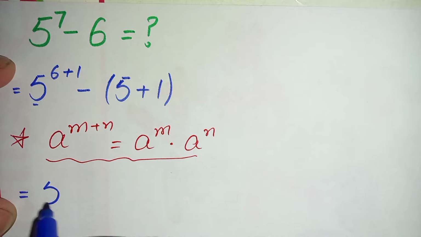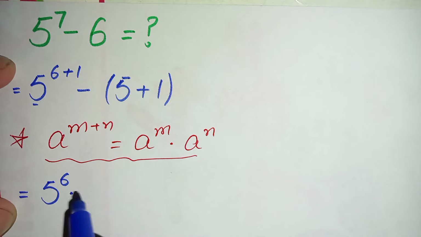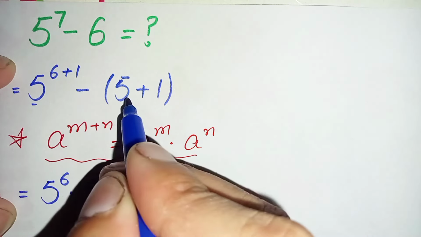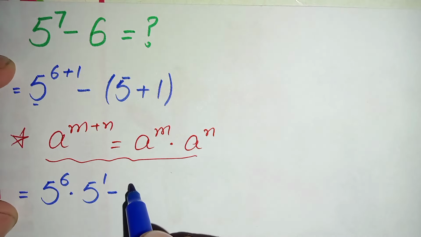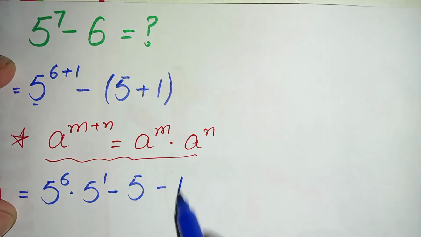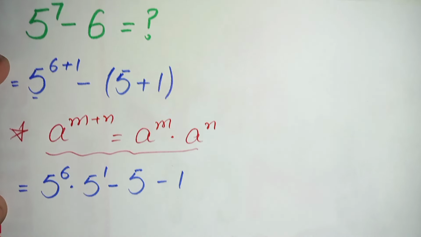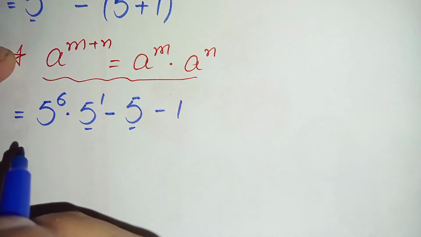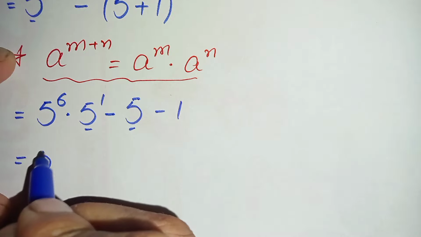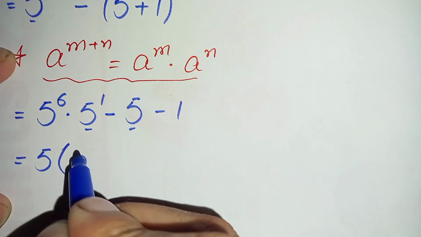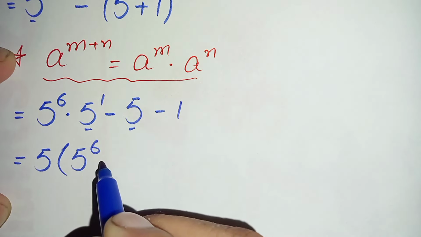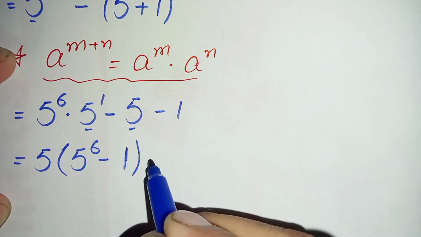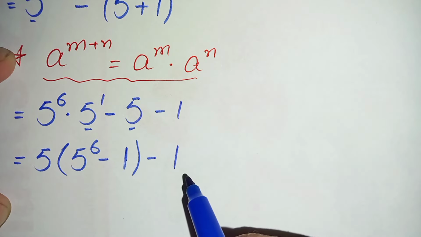So using this exponential property, this equation will become 5 raised to power 6 times 5 raised to power 1 minus, here we will multiply this negative sign inside the parenthesis, so it will become minus 5 minus 1. Now we will take 5 common from the first two terms. This will become 5 raised to power 6 is left minus, here only 1 is left, minus 1.